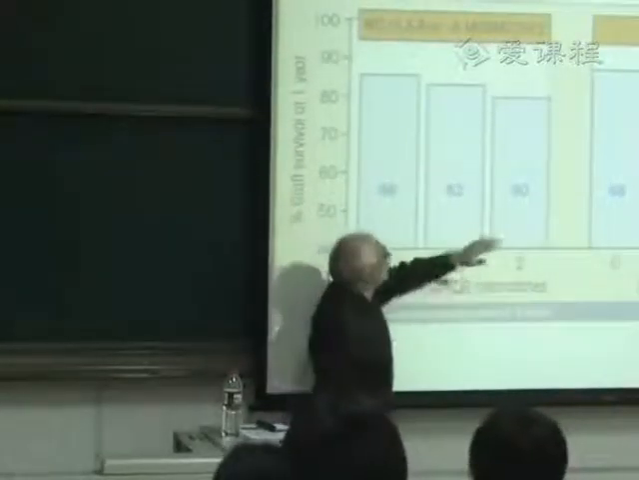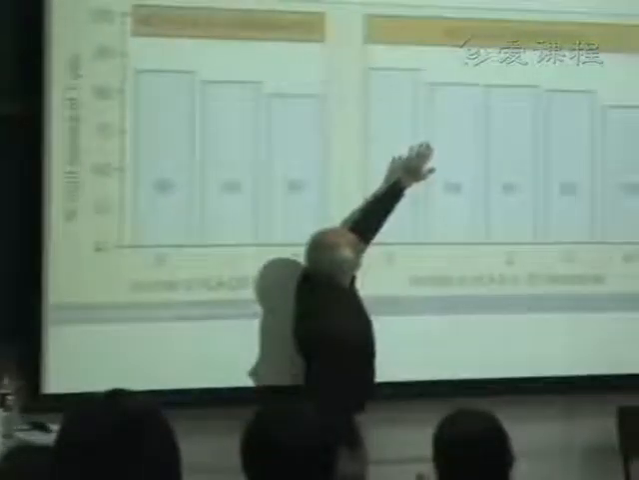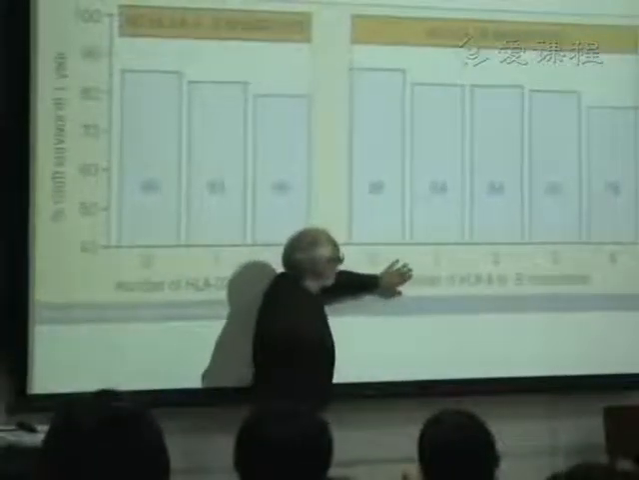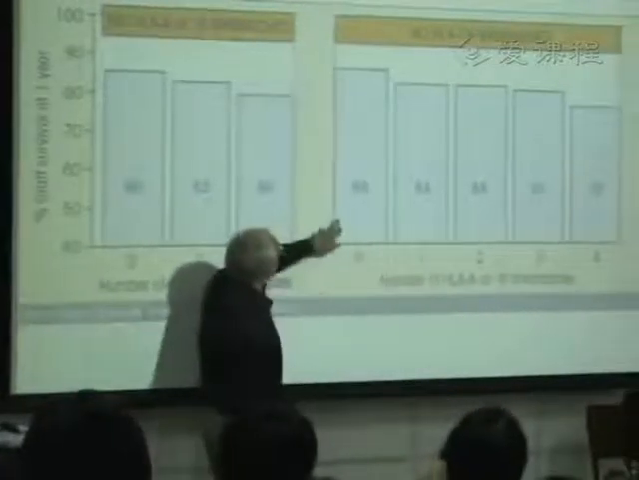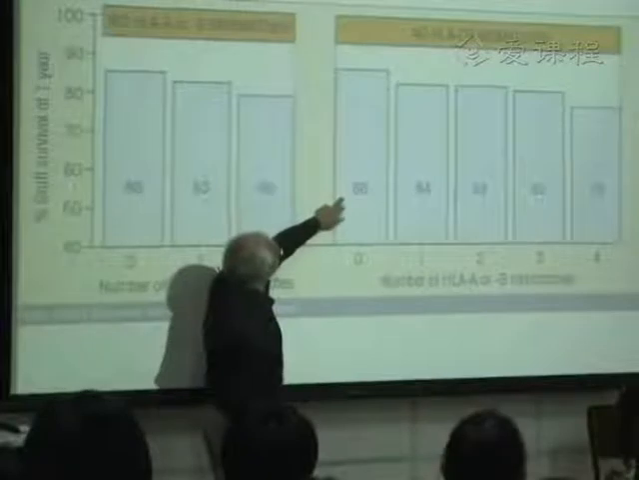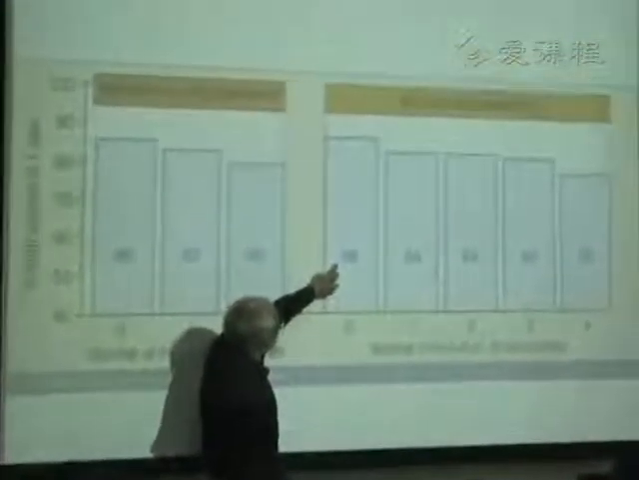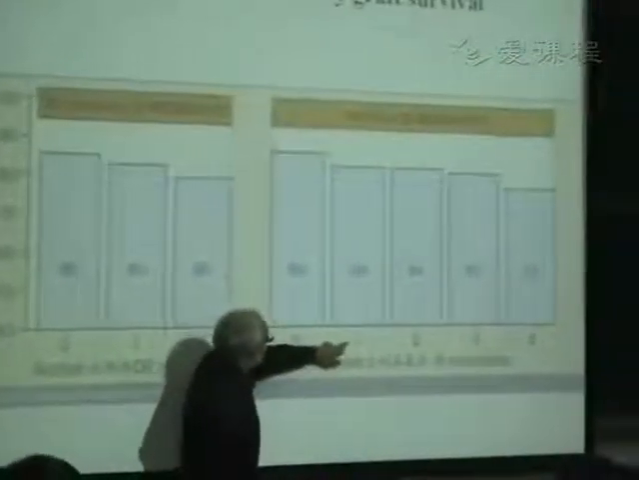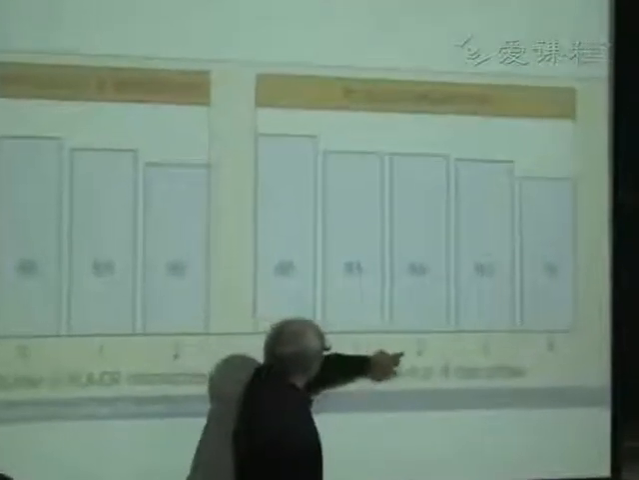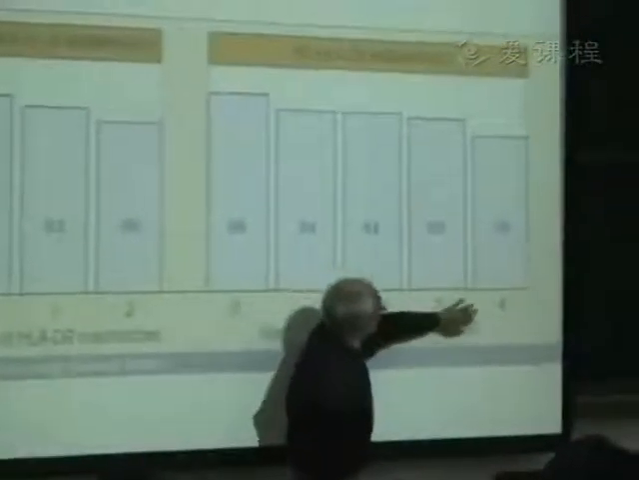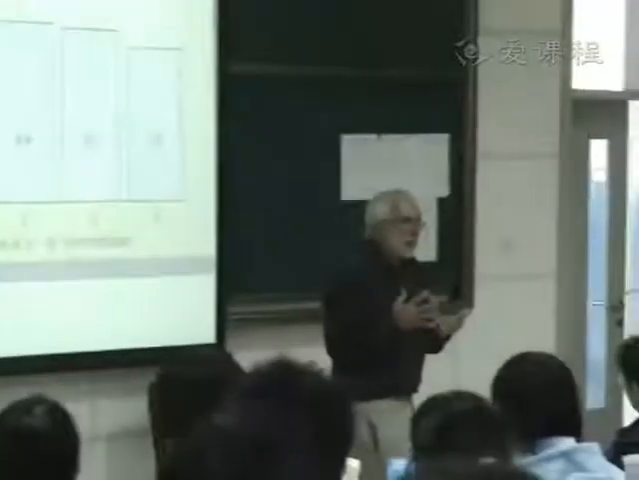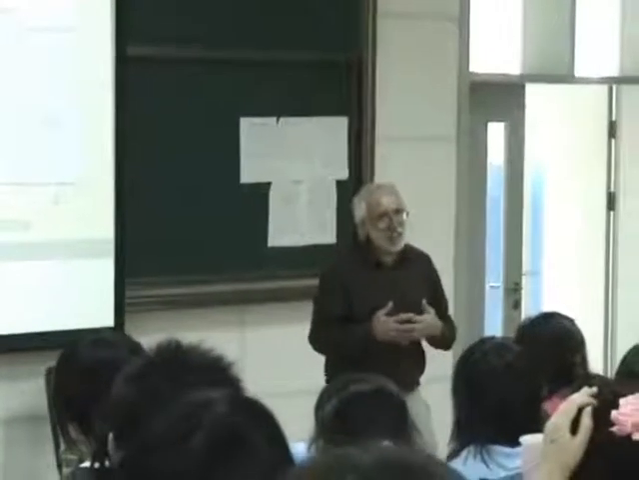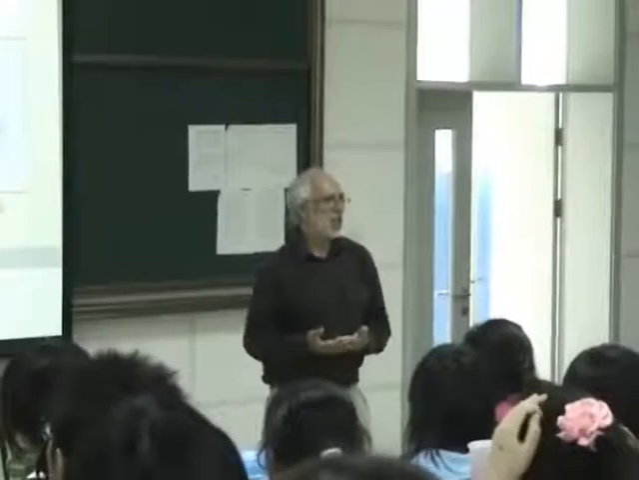We ask it the other way around. What about if you don't have any HLA-DR mismatches, but you have mismatches at either HLA-A or HLA-B? Well, there you see that if there are no mismatches, at 1 year there's 88% survival. With 1 mismatch, 84. 2 mismatches, same kind of value. 3, probably no difference. 4, a bit of difference. So what this is telling you is that matching is important, but it's not actually hugely important.